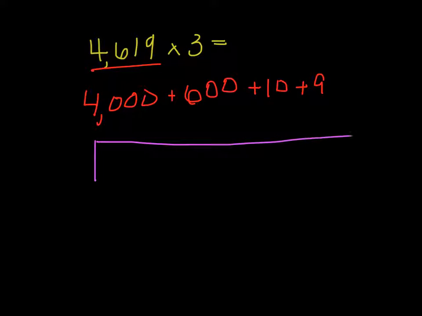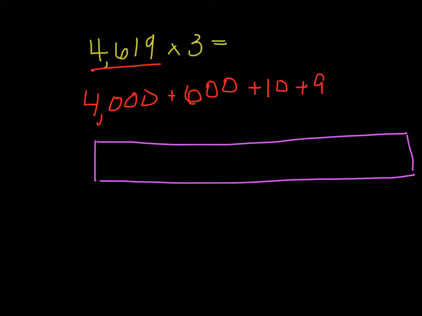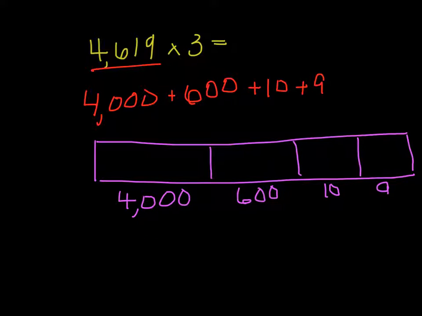Now I'm going to transfer that into my drawing. I'm going to make a long box with 4 parts. I've got 4,000, 600, 10, and 9. And I am multiplying times 3, so 3 is going to go on the end of the area model. Now I find the partial products that go in each box.